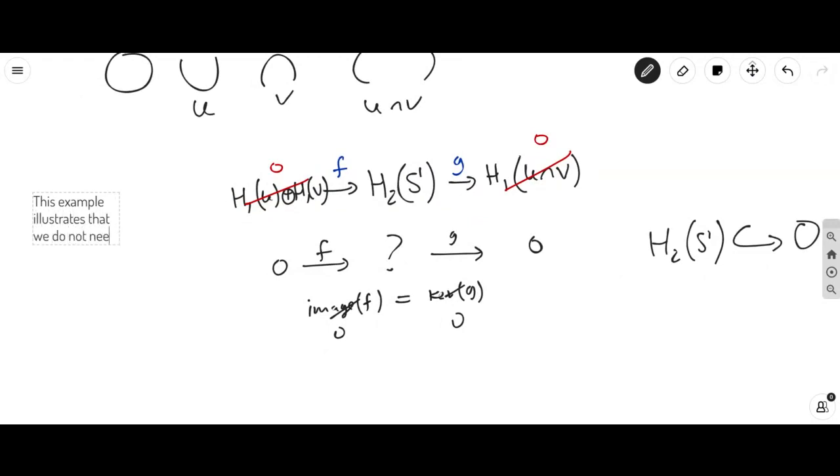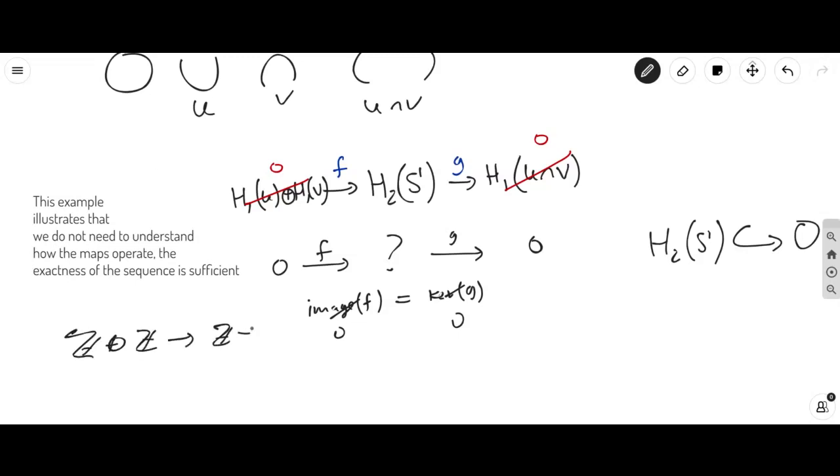that we do not need to understand how the maps operate. The exactness of the sequence is sufficient here. This is in contrast to the previous example where we had to understand one of the maps. Basically, we had a situation where we were mapping 2 copies of Z to 2 copies of Z, and we had to understand what that map was doing to do the calculation. Here, it's not even necessary. It's even easier in this case.